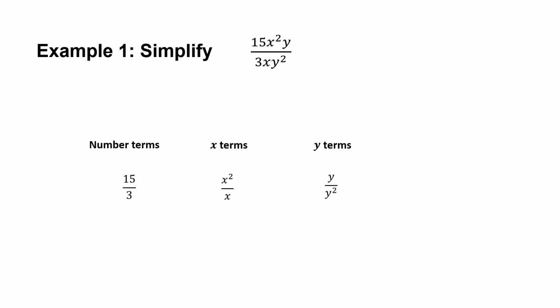So for the number terms, we can see we've got 15 divided by 3. For the x terms, we've got x squared divided by x. And for the y terms, we've got y divided by y squared. So now we can just work out the answer to each fraction for each term. So 15 over 3 is 5. X squared over x is going to be x, and y over y squared is 1 over y. So putting this all together, we get 5x divided by y.